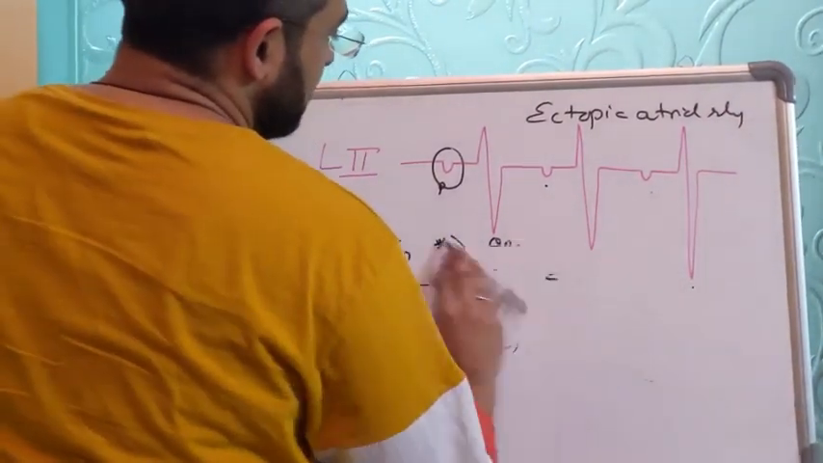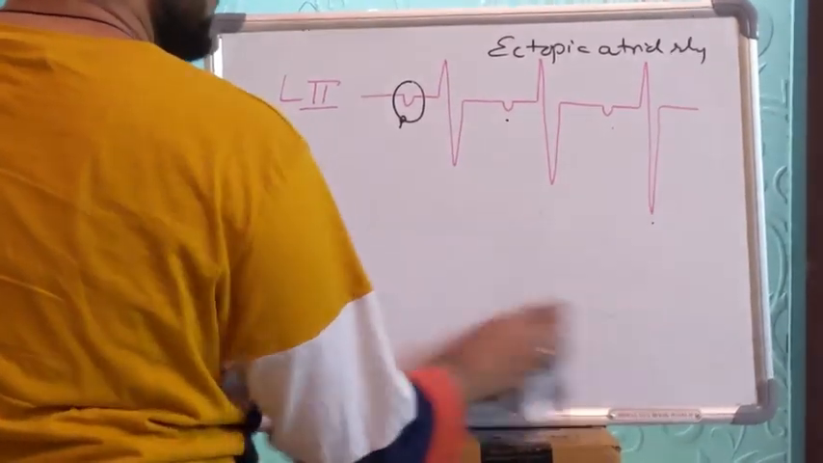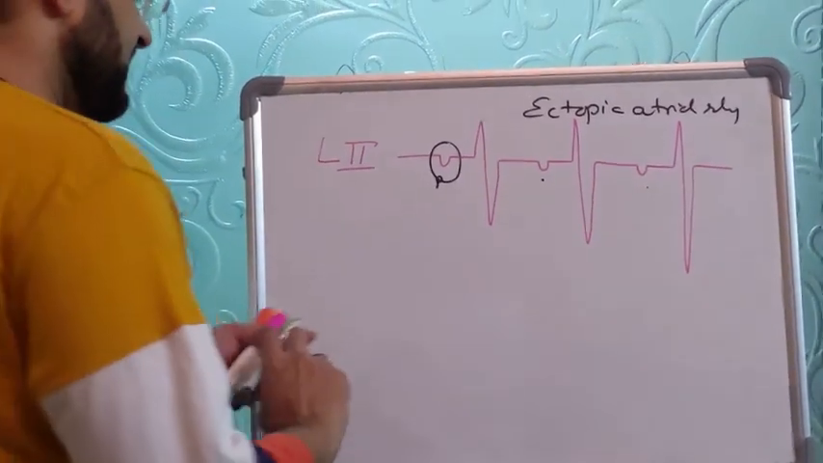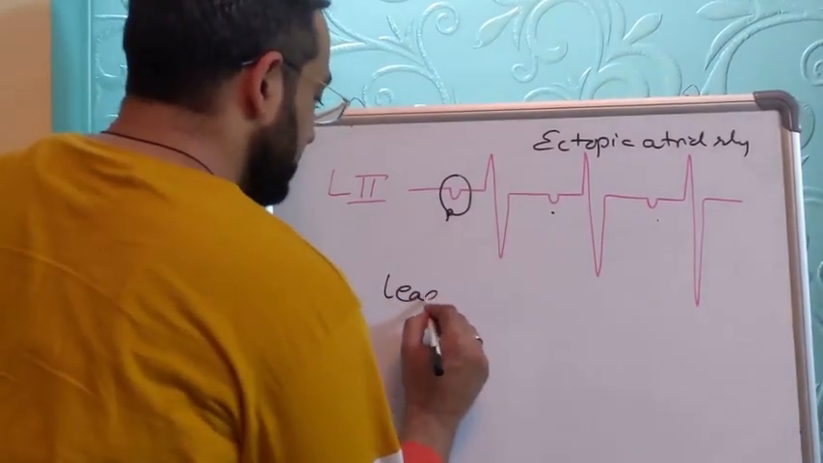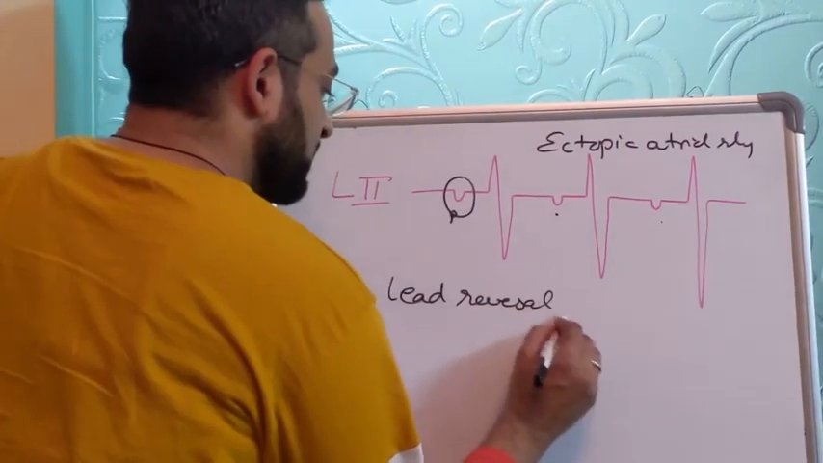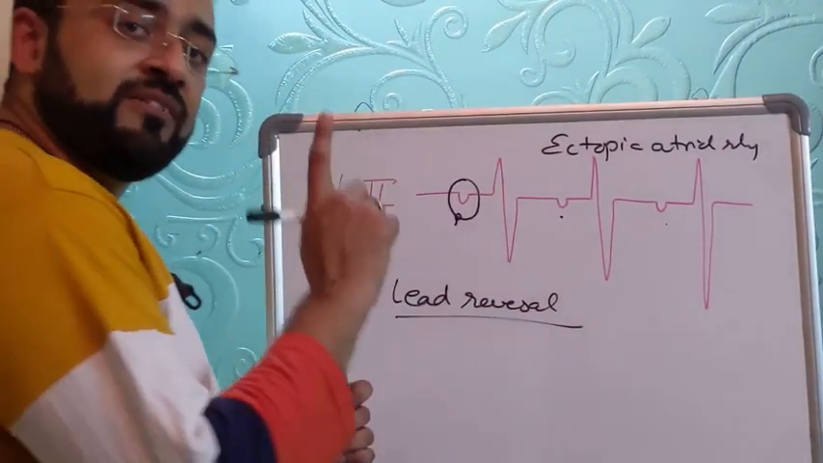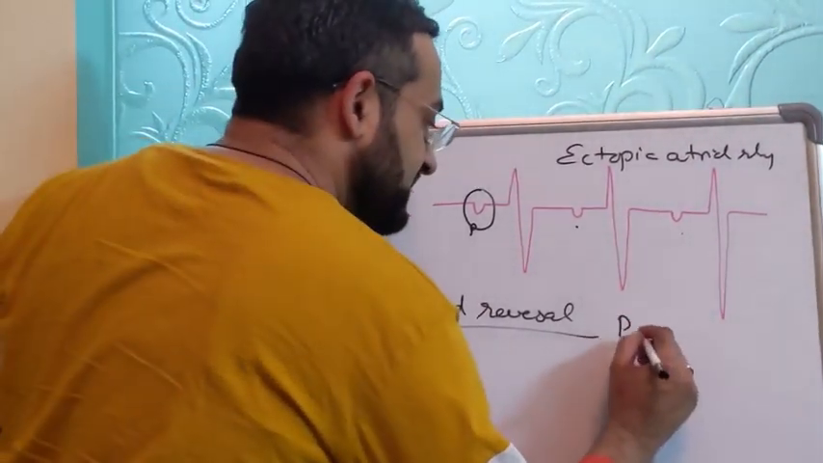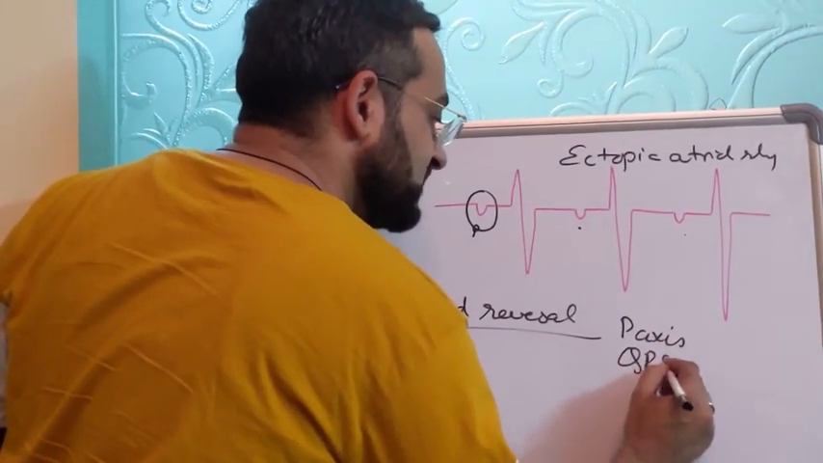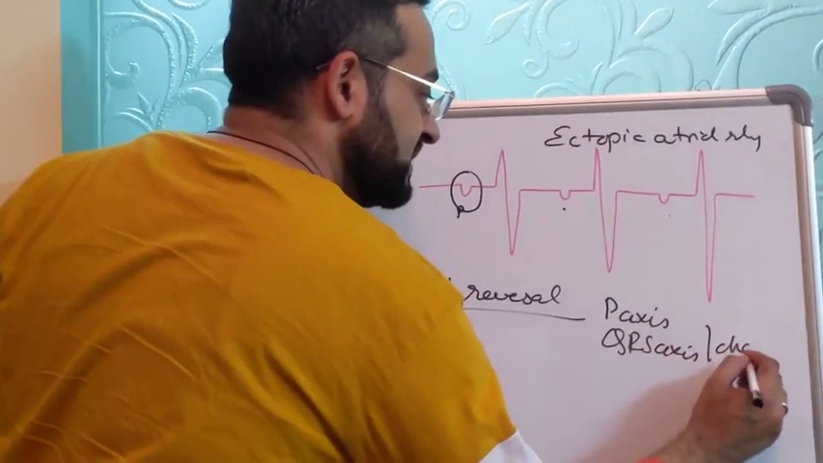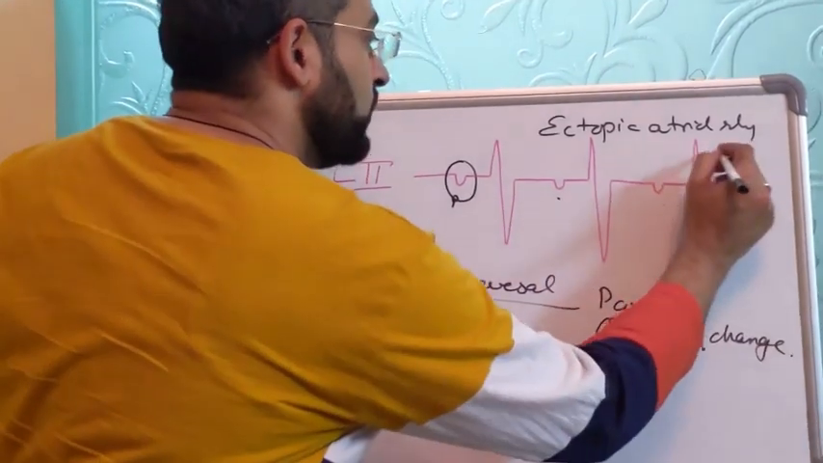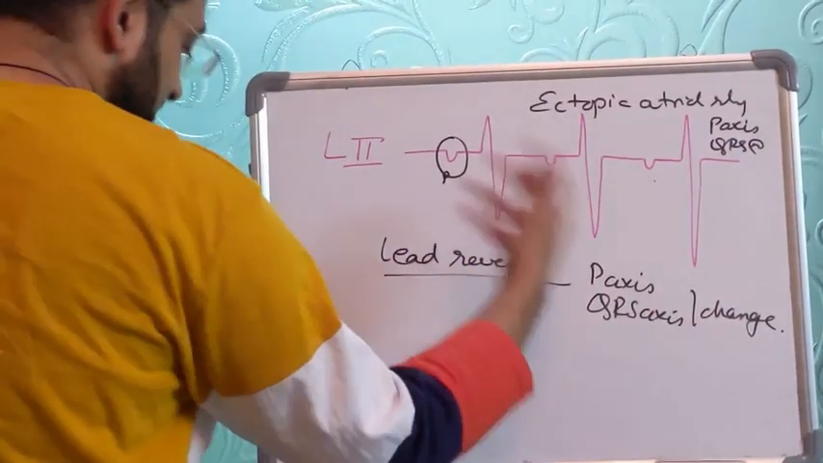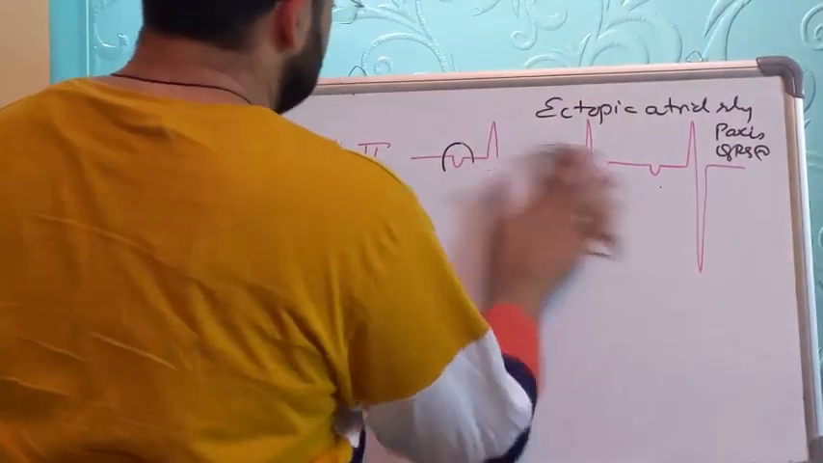Now one of the other common causes of having an inverted P wave in lead 2, 3, AVF and having an upright P wave in AVR is lead inversion or lead reversal. But in lead reversal, along with your P wave axis changing, even the QRS axis changes. Both of these change, whereas in ectopic atrial rhythm, only the P axis changes. The QRS axis remains normal. Okay, so we'll come to that when we talk about lead reversal in detail.